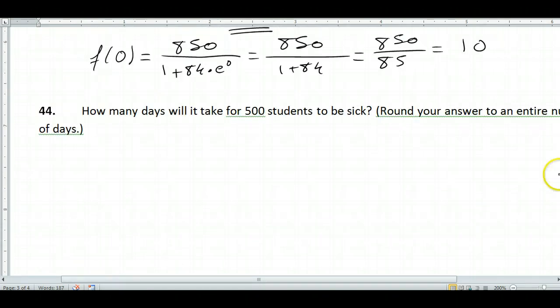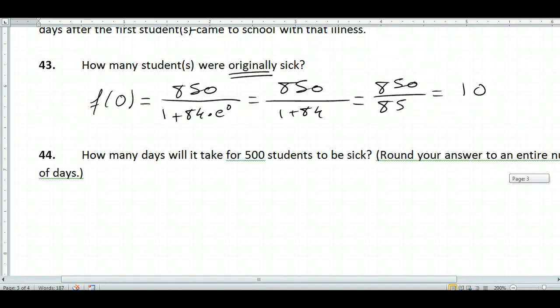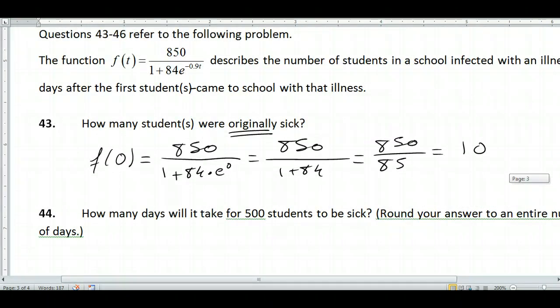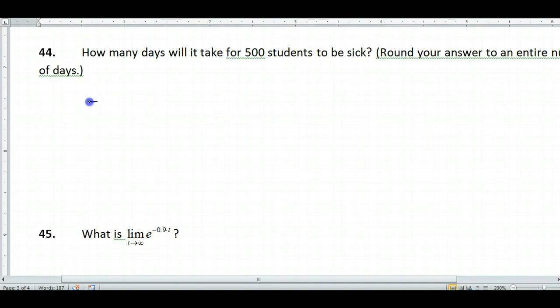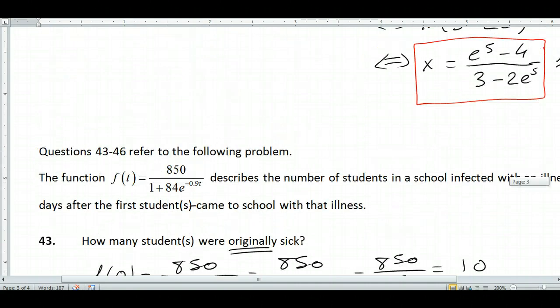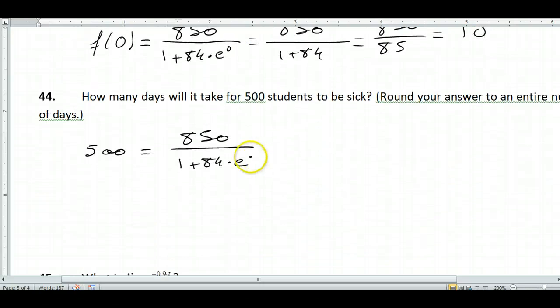How many days will it take for 500 students to be sick? Okay, so what's going on here? F of t indicates the number of students, so what you want to do is solve the equation 500 equals 850 divided by 1 plus 84 times e to what power? Negative 0.9t, and you want to solve this for the time. So you remember what I'm going to do, right? I'm just going to flip-flop these two things. Again, this is not a magic trick.